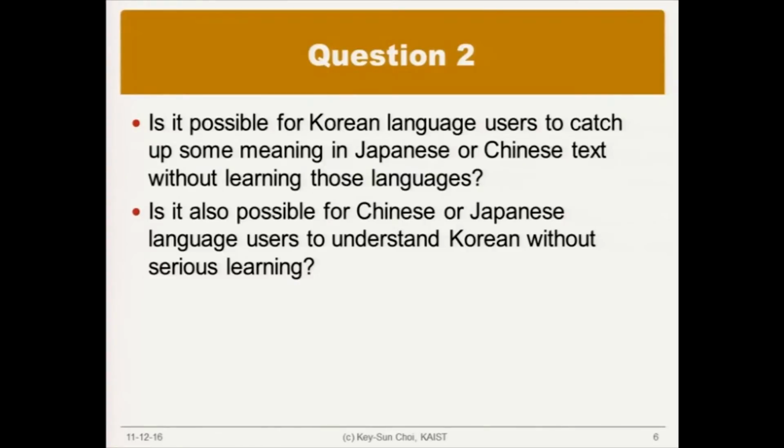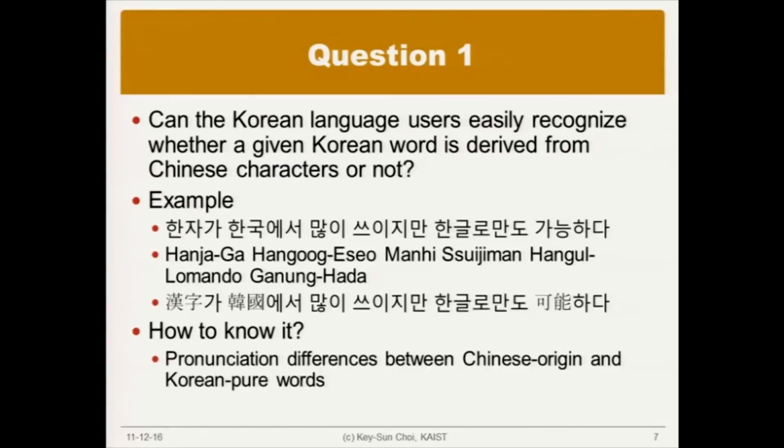So then for question one, for example, here is a Korean text, but the pronunciation is like: 한자가 한국에서 많이 쓰이지만 한글로만도 가능하다. So if we put the Chinese character here, this one is this one, this one is this one, and the other one is only pure Korean characters.